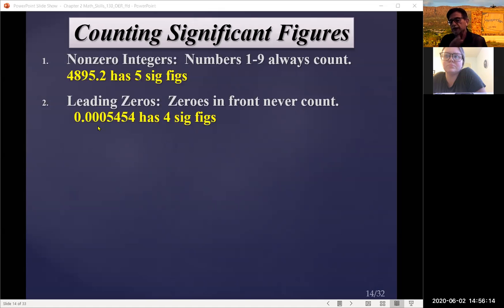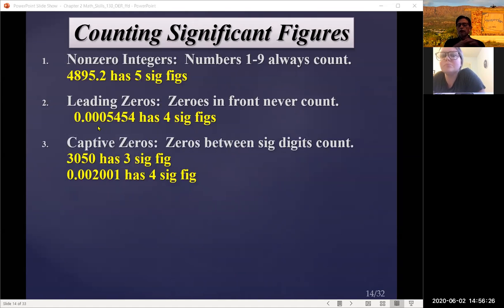Now I'm going to go through all the rules, and then I'm going to break it down to 2 simple questions you can ask yourself to decide whether a 0 is significant, because the 0 is the one that gets people confused. Any 0 that has an integer in front and in back is considered significant. So in the number 3050, that 0 between the 3 and the 5 is captured. We call it a captive zero, so we consider that significant. However, the 0 after the 5 is not, so that number only has 3 significant figures.